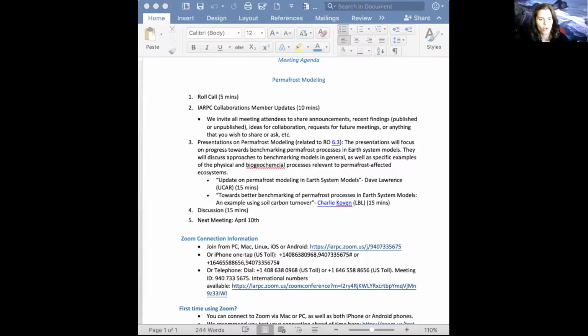Our second speaker is Charlie Koven from the Lawrence Berkeley National Lab. He's a scientist there and focuses on Earth system science. Charlie got his PhD from the University of California in Berkeley, and he did a postdoc in France at LSCE. I'm never quite sure what this stands for. It's such a long acronym. And he has been in Berkeley since 2010. Charlie's focus is on high latitude feedbacks to climate change, in particular soil carbon and permafrost. Today he will talk about towards better benchmarking of permafrost processes in Earth system models, using soil carbon turnover as an example.